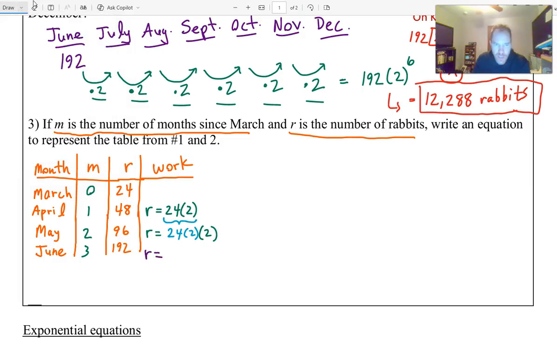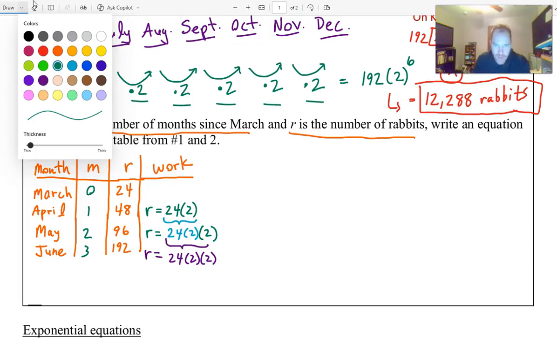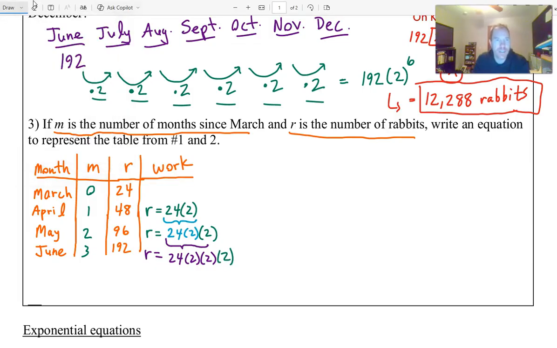Let's take the expression here, because that's an expression for May, 24 times 2 times 2, and let's double that amount. So it's kind of looking like what I did in number 2, where I said, you know what, I'm not actually going to figure out July and August. I'm just going to keep multiplying by 2 till I get to December.